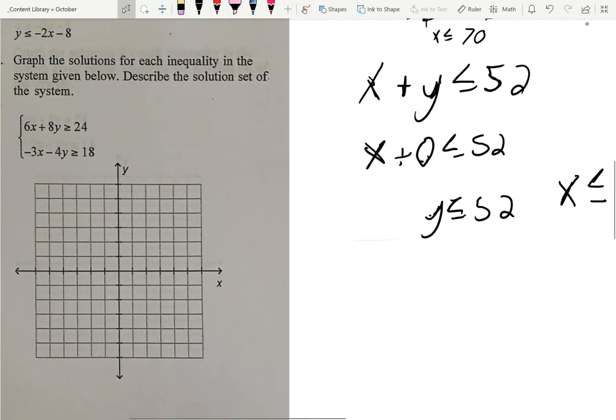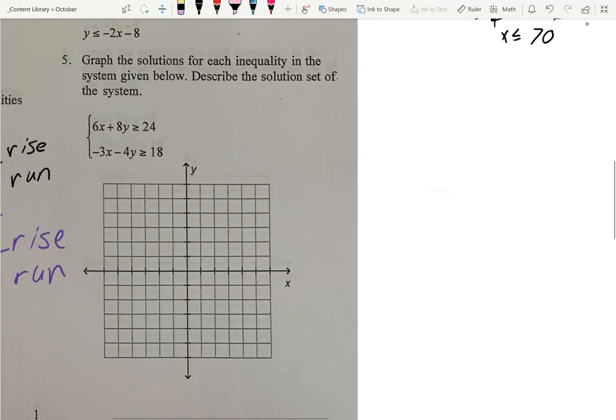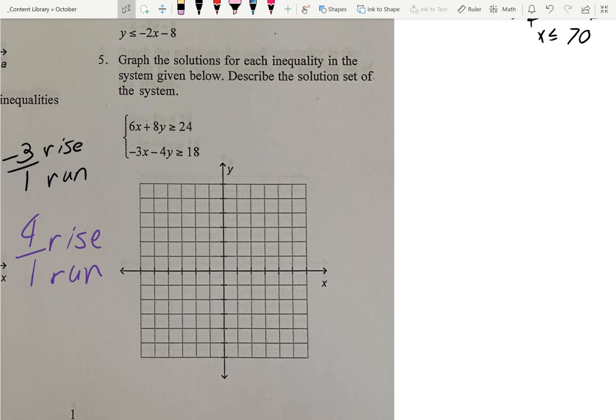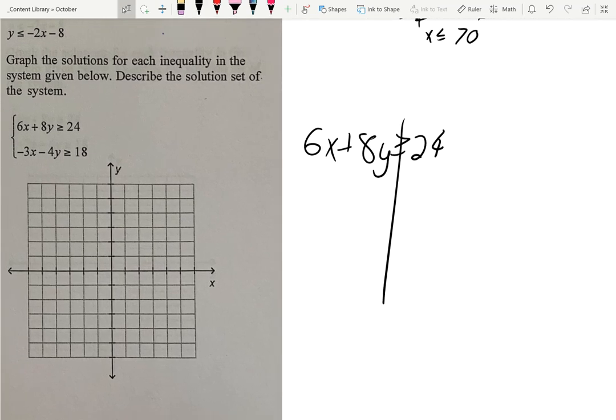And then number 5 takes the most math to actually work out. Number 5, you have to rearrange the inequalities in the slope-intercept form. So 6x plus 8y is greater than or equal to 24. We're going to solve this for y and then have it in slope-intercept form to graph our line. So to do this, we have to move the x term, we have to move the 6x in order for us to cancel them out and have just the y by itself.